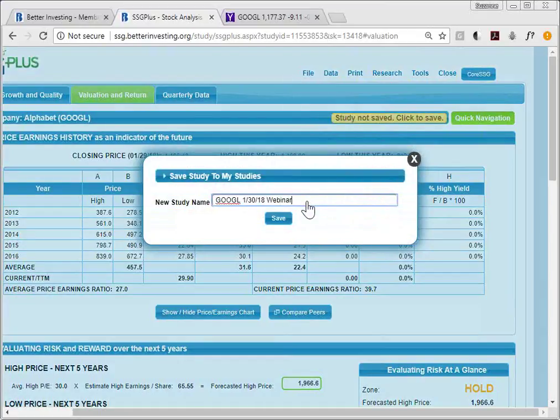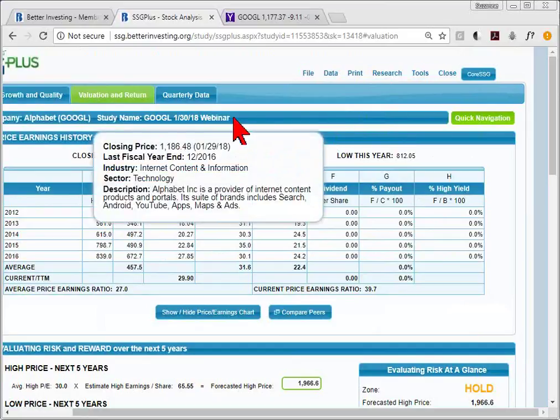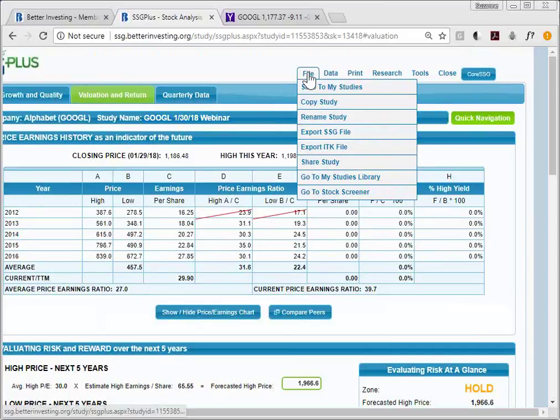You can add text here, you can replace what you see. By default, it comes up with a ticker and the date, and I can put in webinar and save that. And then the study name is shown right here, so you know that it's saved. My yellow box is gone.